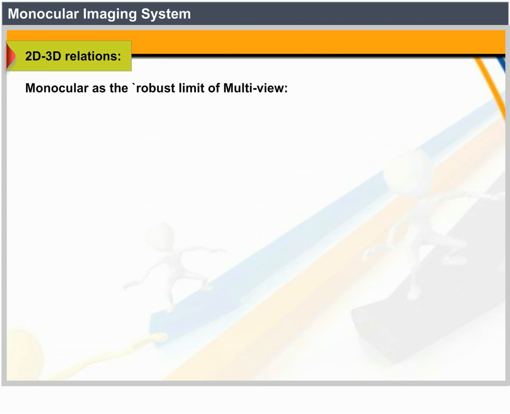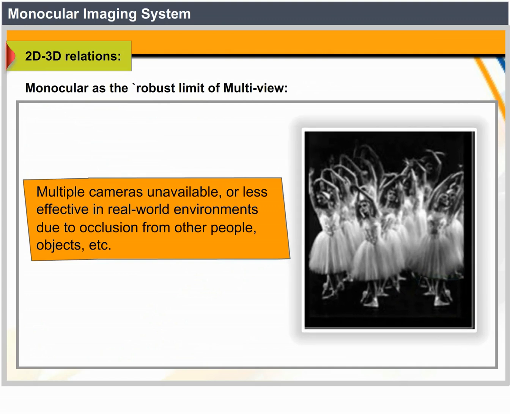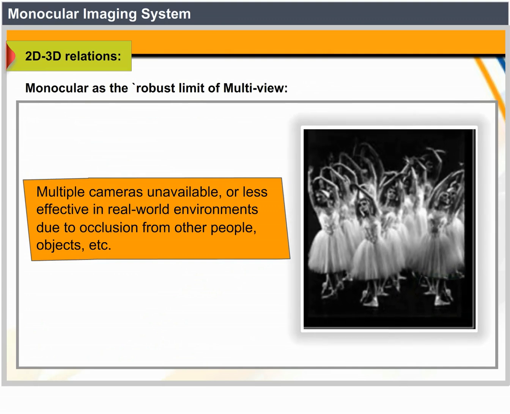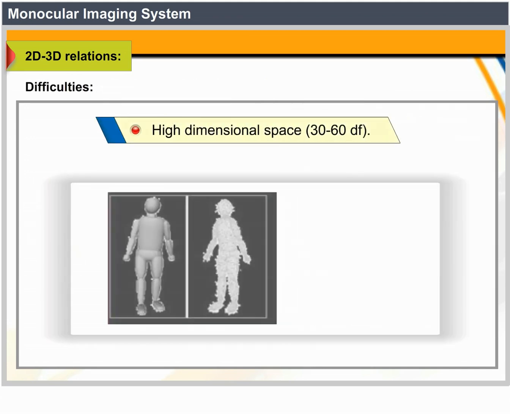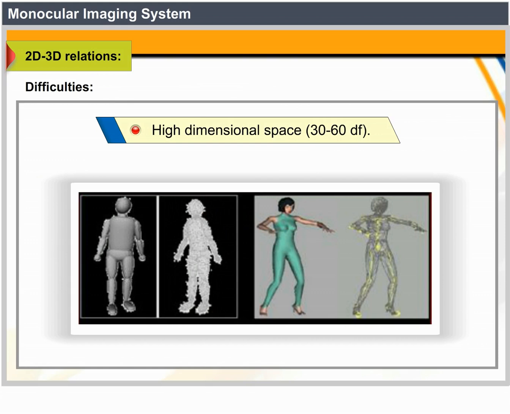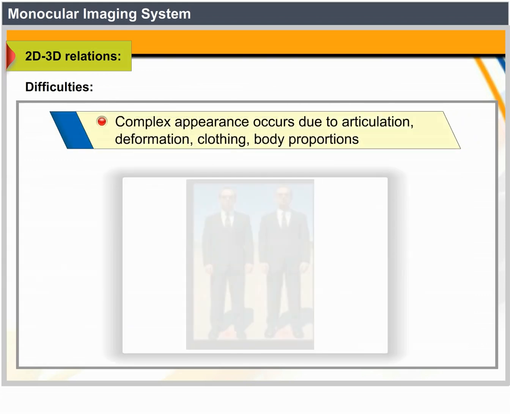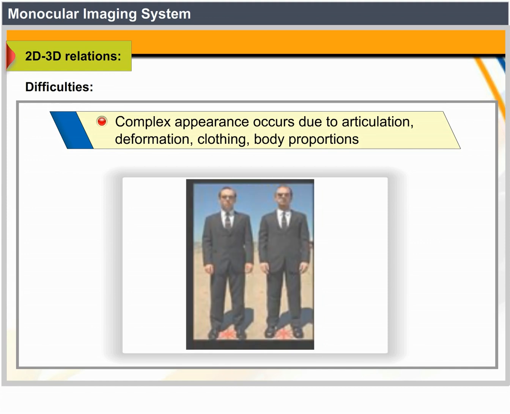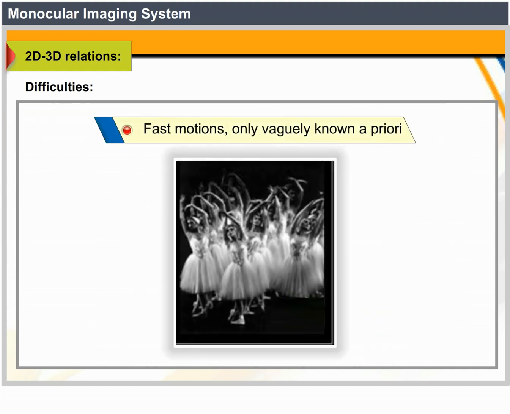Multiple cameras are unavailable or less effective in real-world environments due to occlusion from other people, objects, etc. Difficulties. High dimensional space, 30 to 60 degrees of freedom. Complex appearance due to articulation, deformation, clothing, body proportions. Fast motions only vaguely known a priori. Data association.